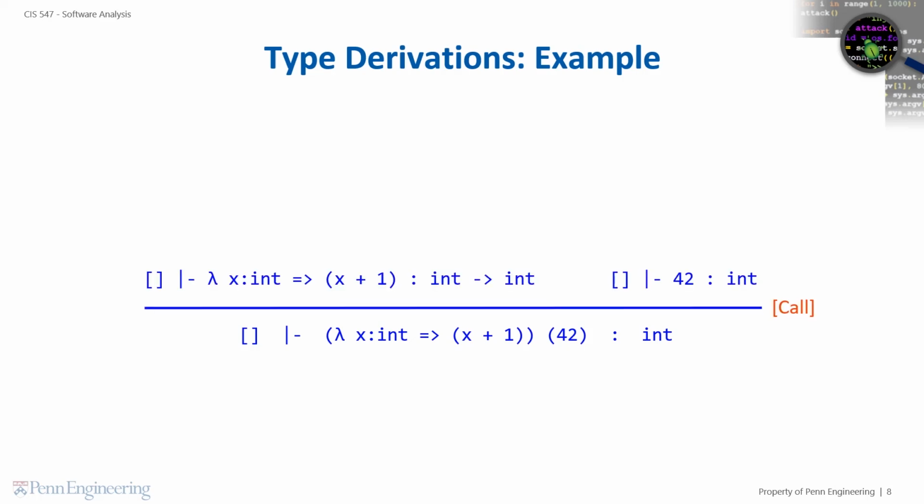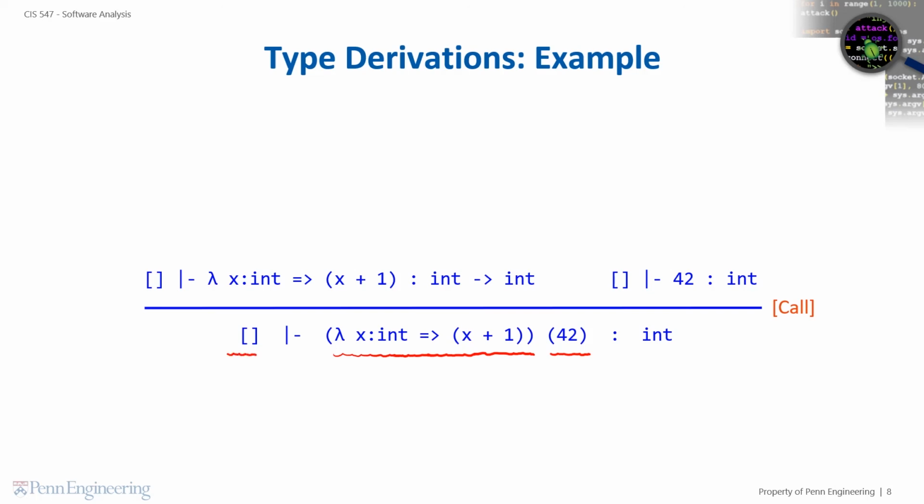The call rule schema requires that if applying expression E1 to expression E2 yields type T2, then expression E2 must be of type T1, and expression E1 must be a function mapping T1 to T2. In this case, the lambda expression plays the role of expression E1. The number 42 plays the role of expression E2, and T1 and T2 are both the int type. The call rule schema is therefore satisfied.